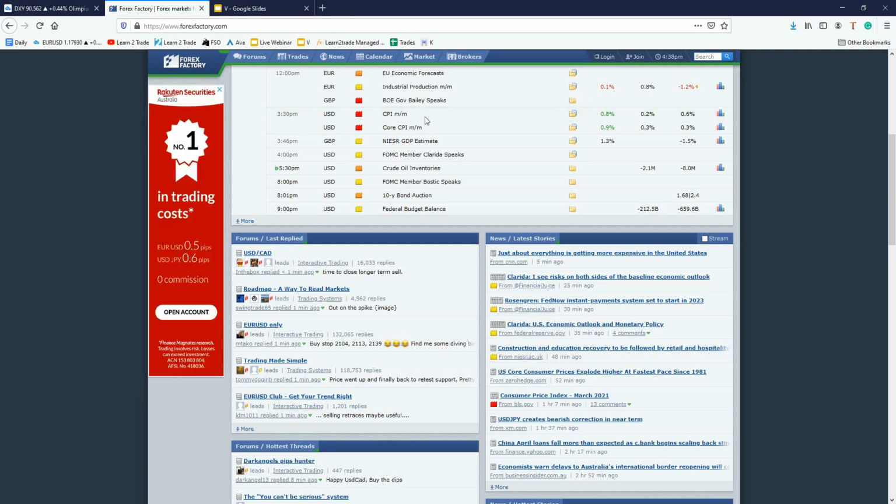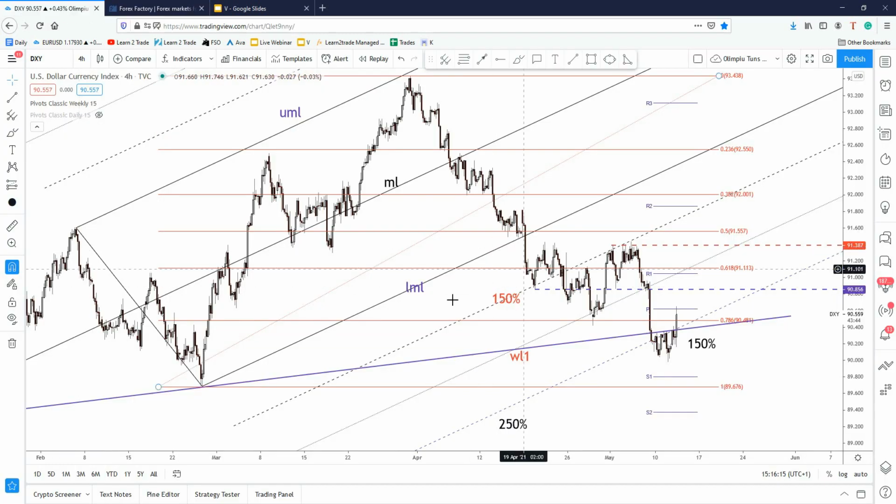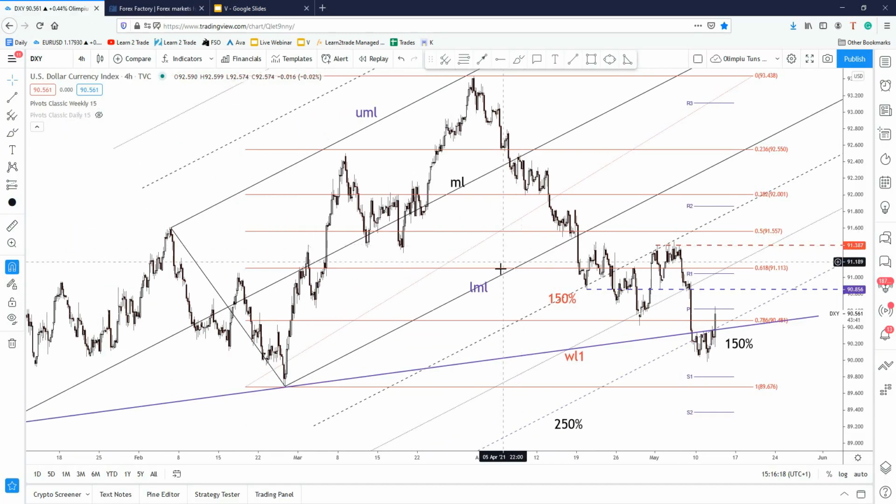So let's start with the economic calendar, and as you can see here, the US CPI, the consumer price index, has increased by 0.8% in the last month in April versus 0.2% expected, and compared to 0.6% growth in March. Also the core CPI has registered strong growth, 0.9% versus 0.3% expected and versus 0.3% growth in March.